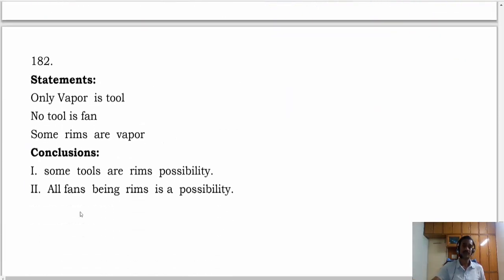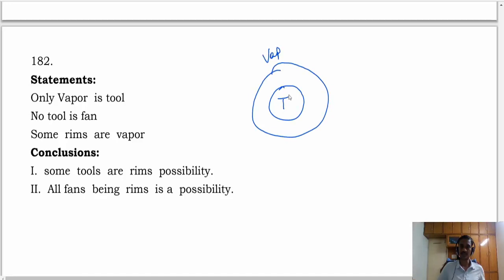182. In this 182, only vapor is tool. That means all tools are vapor. Tools all become vapor. Tool belongs only to vapor, not to anything else. Only vapor is tool. That means all these tools are a part of vapor. All tools belong only to vapor.